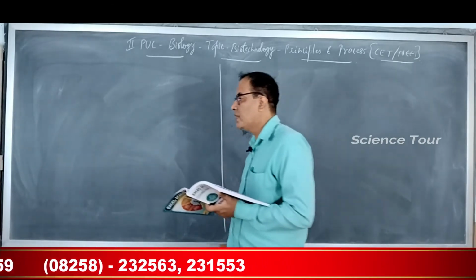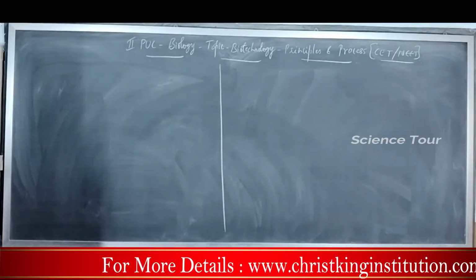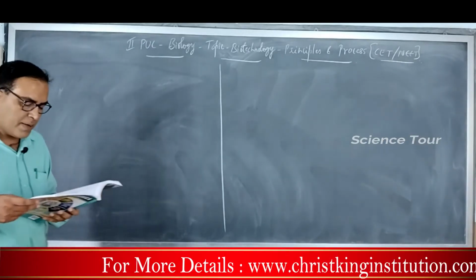Then we will move to question number 31. Which of the following codes for the proteins involved in the replication of the plasmid?